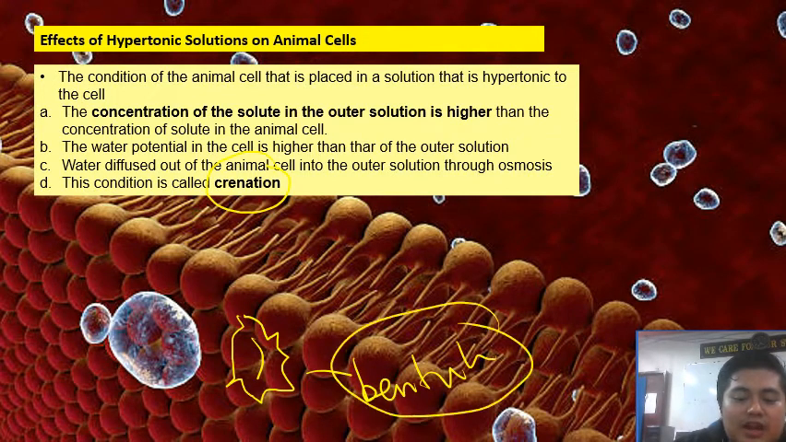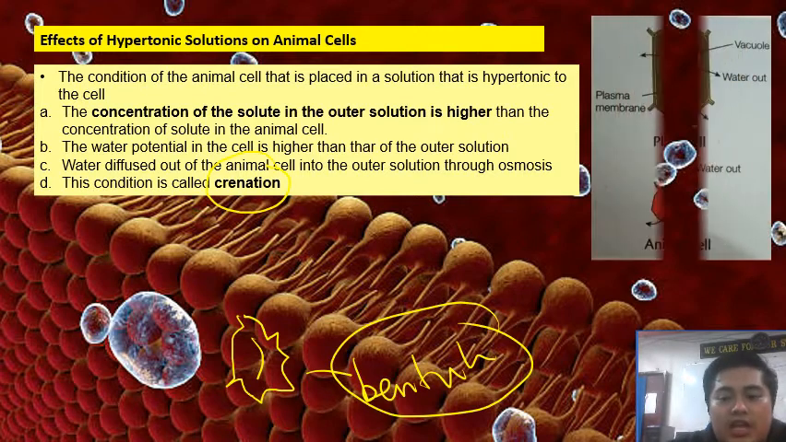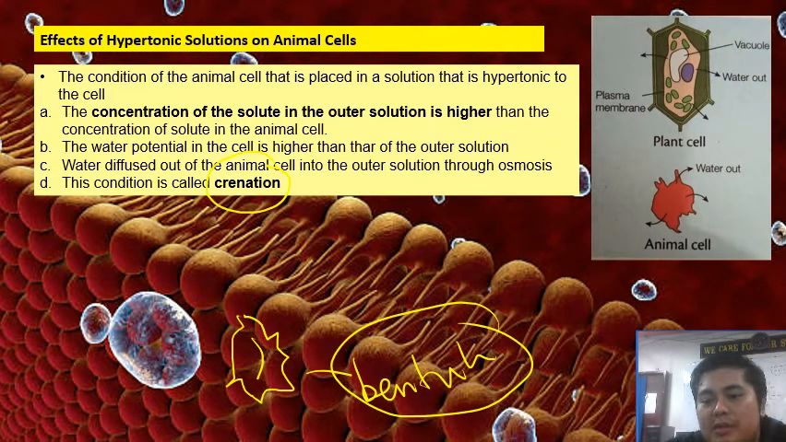Especially macam sel darah merah yang memang ada bentuk biconcave. Macam ni rupa dia, sebab air daripada dalam dah meresap ke luar. Kenapa air tu meresap keluar? Sebab kepekatan solid dekat luar lagi tinggi berbanding dalam.